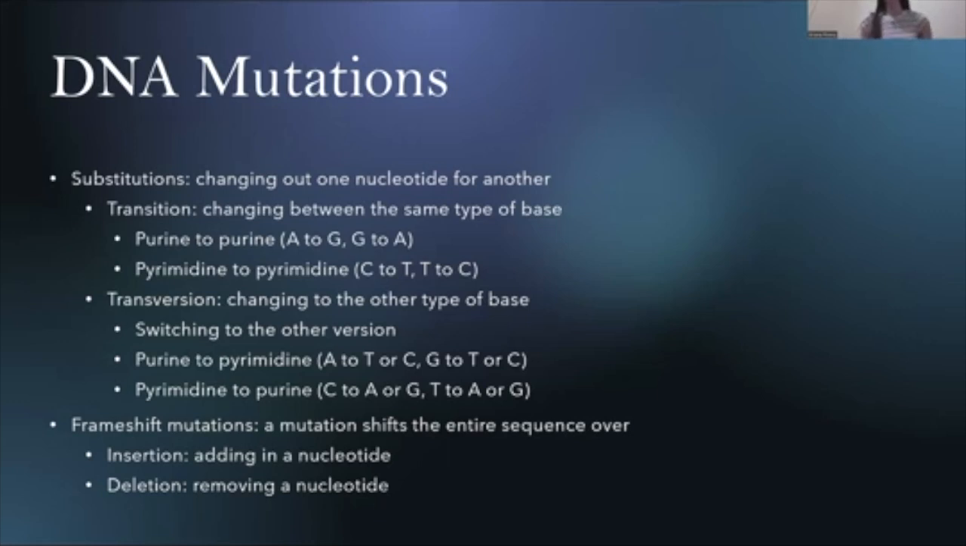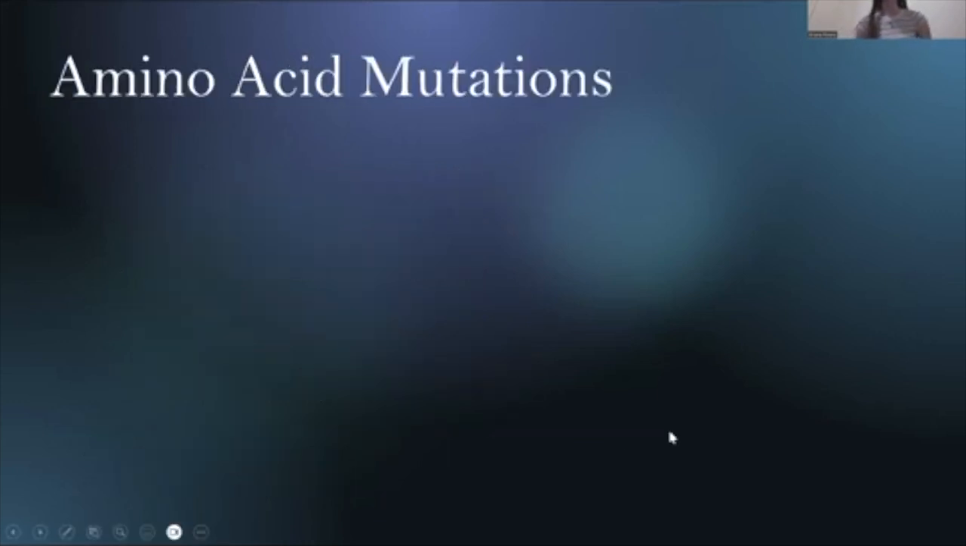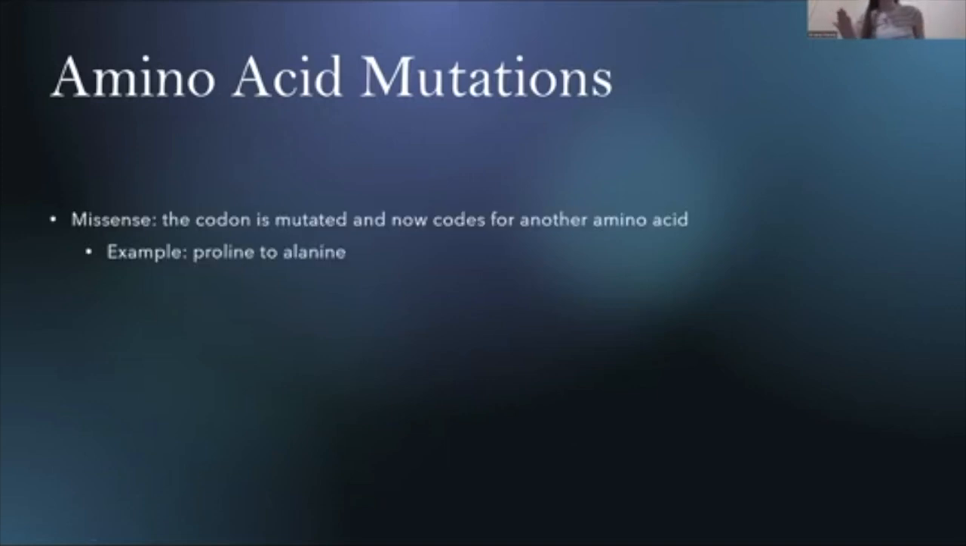With frameshift mutations, you can have an insertion, which is adding a nucleotide, or a deletion, which is removing a nucleotide. So now let's talk about amino acid mutations. Your first one is if you have one amino acid and you change it out for some other amino acid, for example, going from proline to alanine. You're still coding for an amino acid, but it's a different one. That's called a missense mutation.